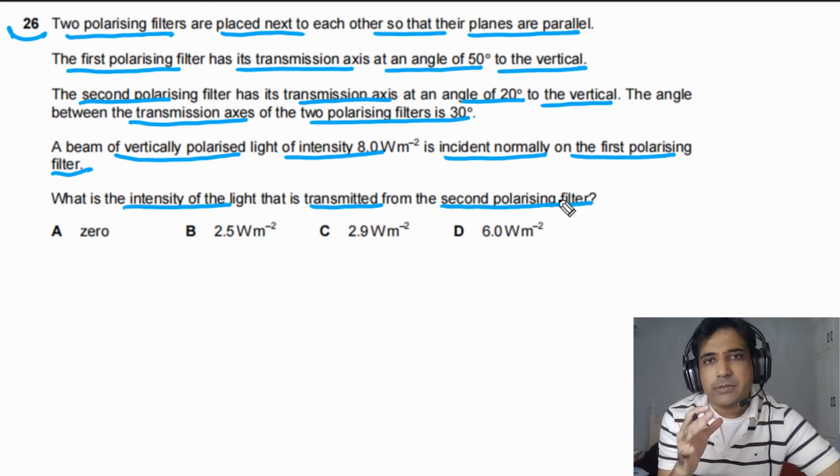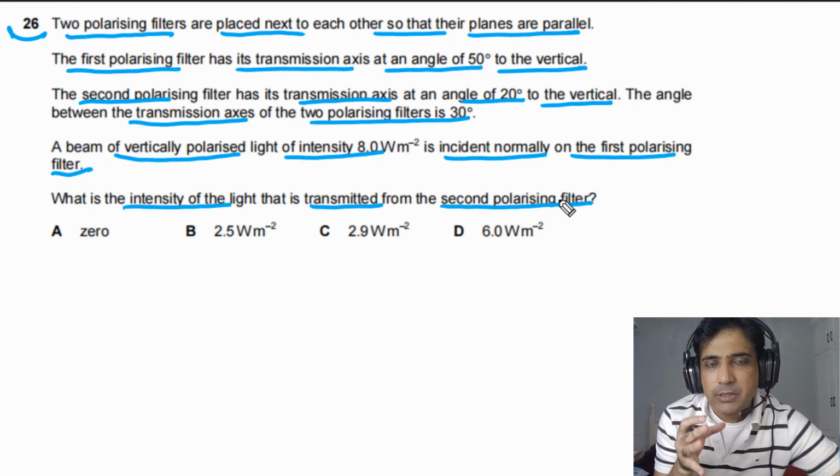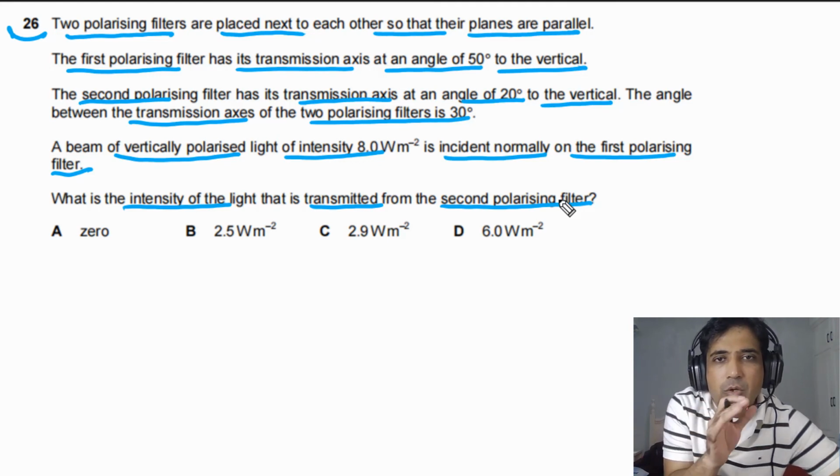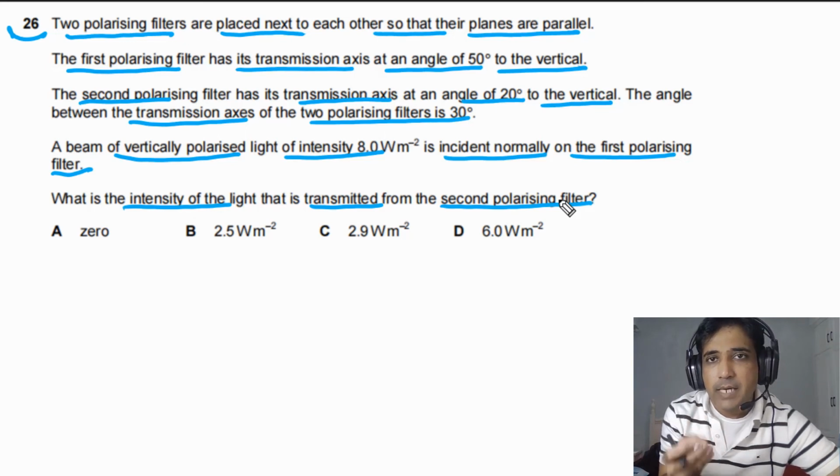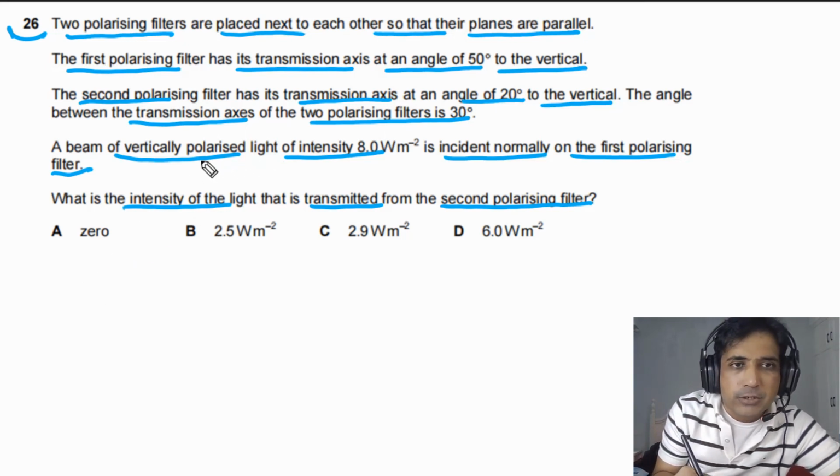Very nice question on polarization. If your concept is clear, this question is pretty straightforward. If your concept is not clear, this is very tricky. A lot of angles are given to you. You need to understand how to deal with given angles. First of all, it is given to us the beam is vertically polarized. So simply we can sketch. The best way to answer this problem is by sketching. So you can see the picture.